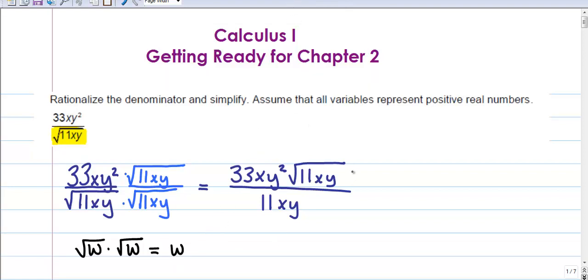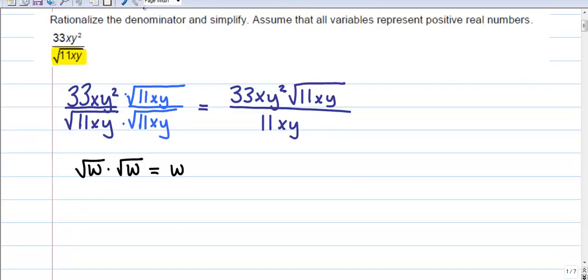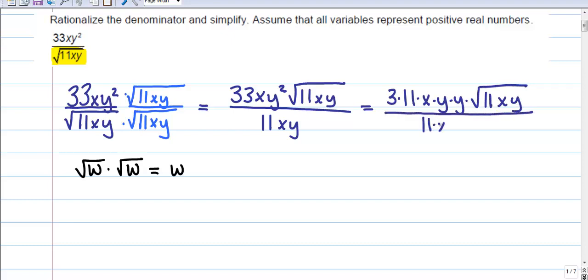Alright, so now that I've got that, I've actually rationalized the denominator. Now I need to think about simplifying. And so what I notice, and this isn't something you necessarily have to write down, is I notice in the numerator that's 3 times 11 times x times y times the square root of 11xy all over 11 times x times y. Which means I'm allowed to divide these out. And so my final answer for this one would just be 3y times the square root of 11xy. And that's a fairly simple one because it's got a single term.